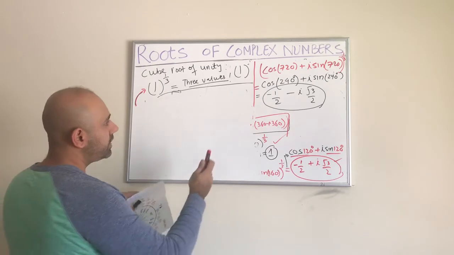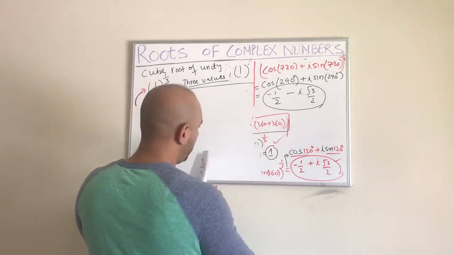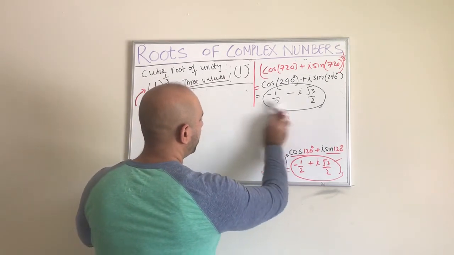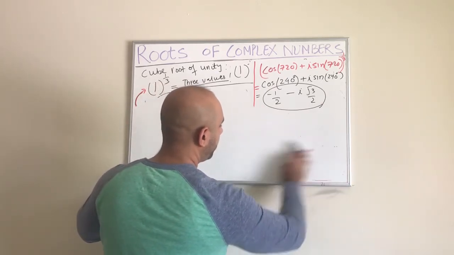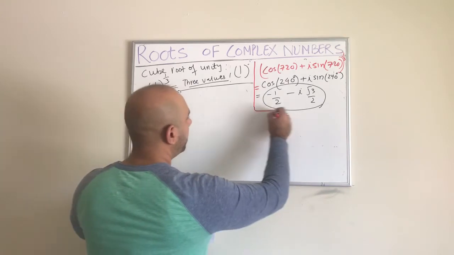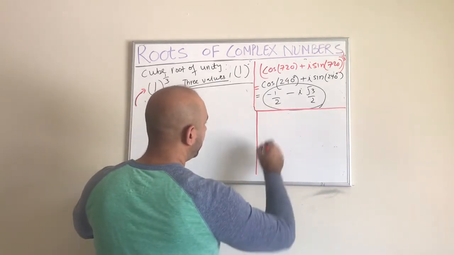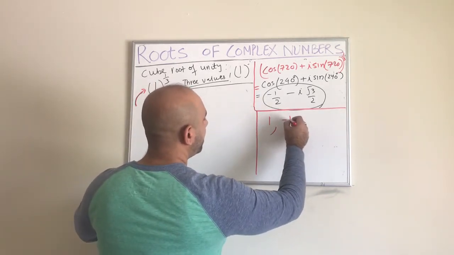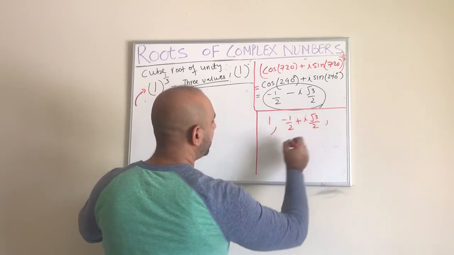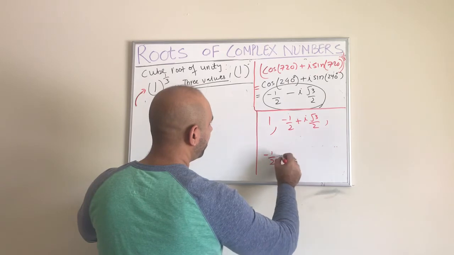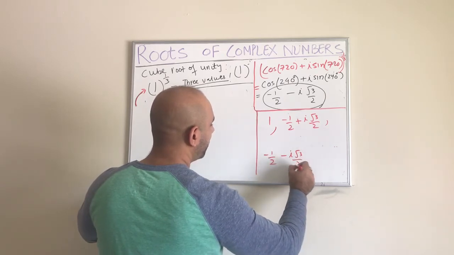So the three solutions that we got were, I'm going to write them here. Guys, I got 1, then -1/2 plus i radical 3 over 2, and then there was -1/2 minus i radical 3 over 2.